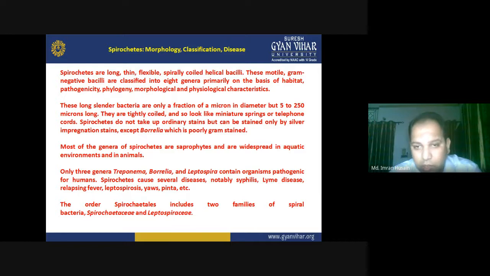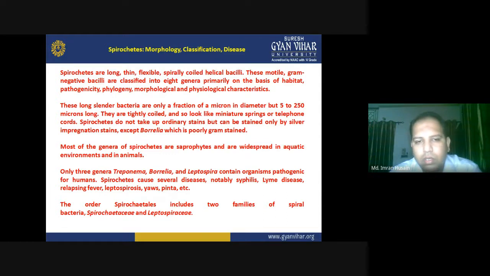So their length is 5 to 250 microns. They are tightly coiled, just like telephone cords or miniature springs. Spirochetes do not take up ordinary stains, but can be stained only by silver impregnation stains, except Borrelia, which is poorly gram stained. So they are not very helpful when it comes to the staining process or gram staining process.